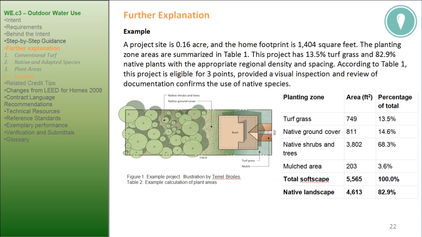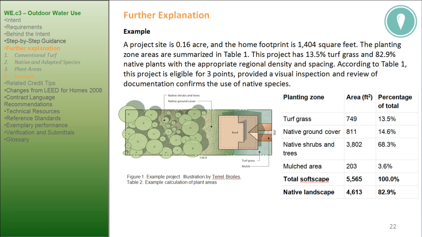Example: a project site is 0.16 acre, and the home footprint is 1,404 square feet. The planting zone areas are summarized in Table 1. This project has 13.5% turf grass and 82.9% native plants with the appropriate regional density and spacing. According to Table 1, this project is eligible for 3 points, provided a visual inspection and review of documentation confirms the use of native species. Figure 1. Example project. Illustration by Terrell Broyles.